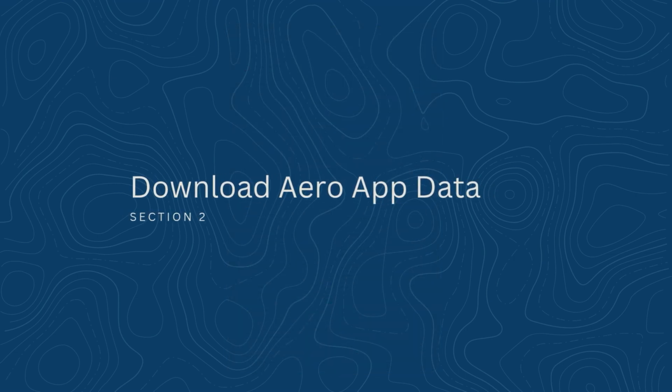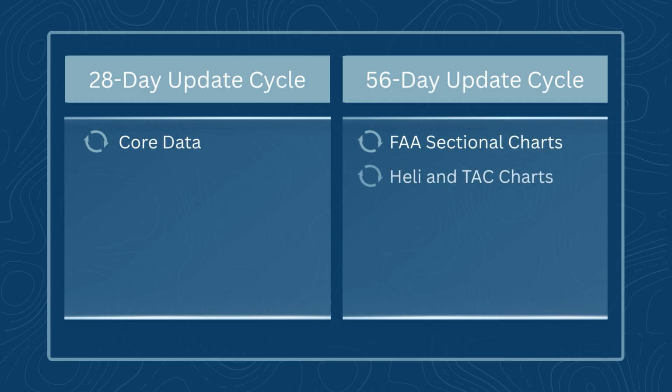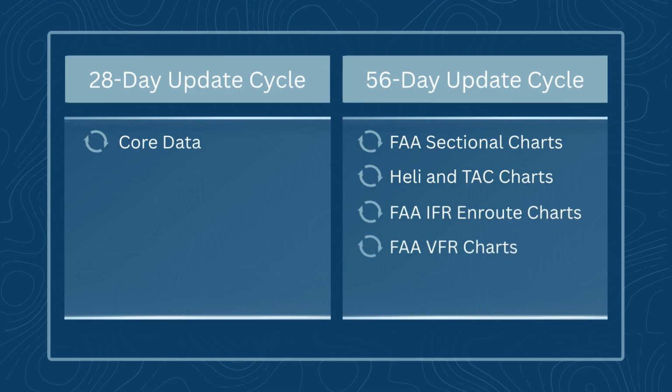Welcome to Section 2 of the Getting Started series, where we will discuss the different ways to download Aero App data. Core data is updated every 28 days on a per-cycle basis. However, certain data types such as FAA sectional charts, helicopter and TAC charts, FAA IFR en route charts, FAA VFR charts, and Canada IFR charts are updated on a 56-day cycle. To ensure you're using the most current data for your mission, we recommend using these timelines as a guide for when to check for new data.